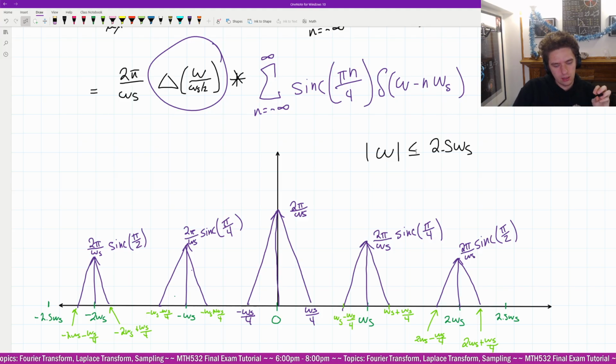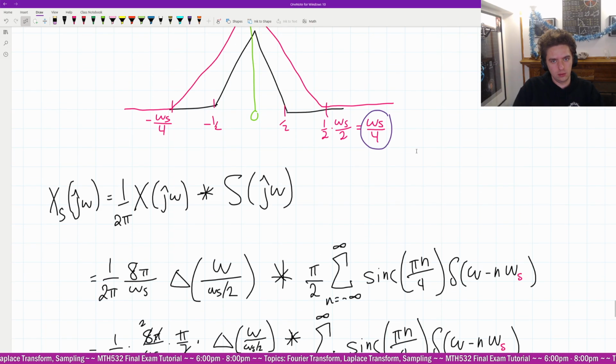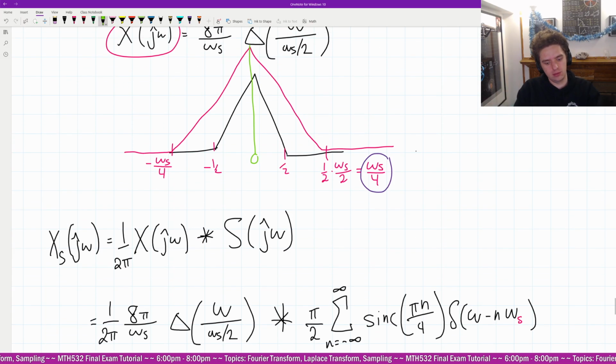Doesn't the triangle have a height of 1, but not a width? Like it has a width of 1, which means negative a half to a half. It says in the formula sheet too. First page of the formula sheet, it says, yeah, when t is between negative a half and a half.